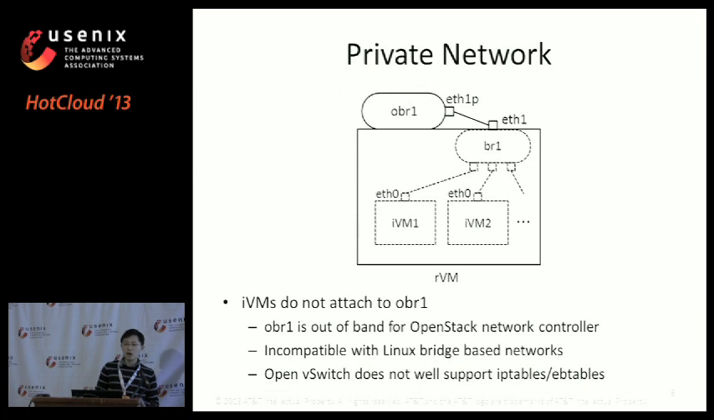There are several reasons why we need two bridges, right? OBR1 created by Open vSwitch and BR1 created by Linux. The first two are design reasons. Because OBR1, the Open vSwitch switch, is out of band for the OpenStack network controller and is incompatible with the Linux-based bridge networks used by OpenStack. Because we want to run stock OpenStack, without any modifications to the code, we just want to make it as compatible as we can. The third reason is a technical one, because Open vSwitch does not well support iptables or ebtables firewall rules.